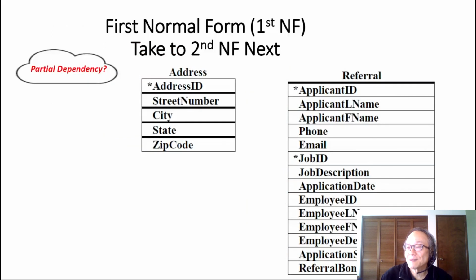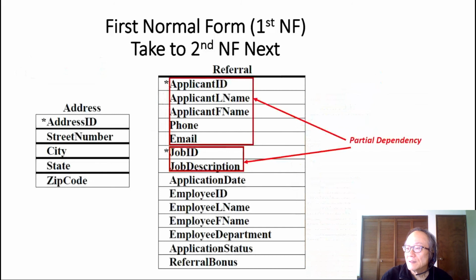We are ready to take our design from the first normal form to the second normal form. Going from first to the second, there's only one thing we need to pay attention to. Do we have any partial dependency? There are two partial dependencies in referral. We need to fix them. Think about how we can fix them.